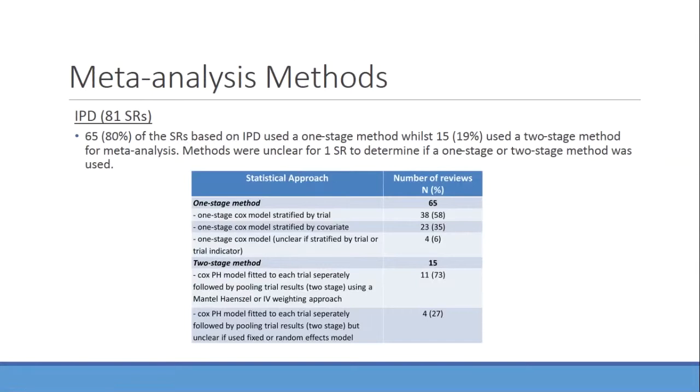For the two-stage method, 73% of the Cox models were fitted to each trial separately and the results were pooled using a fixed effects approach. And for 27% of the reviews, it was unclear whether they had pooled using a fixed effects or a random effects model.